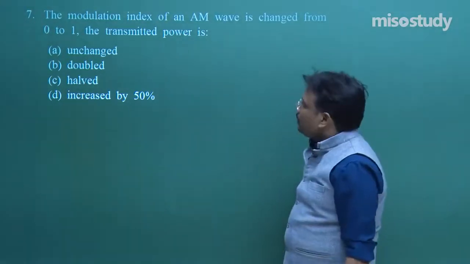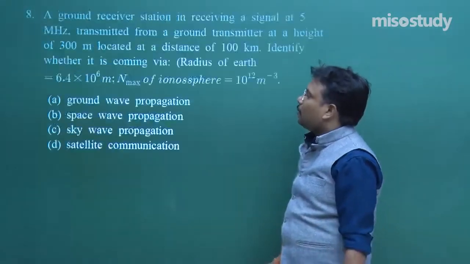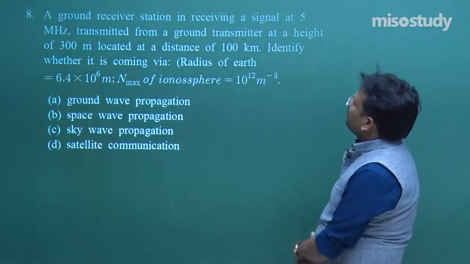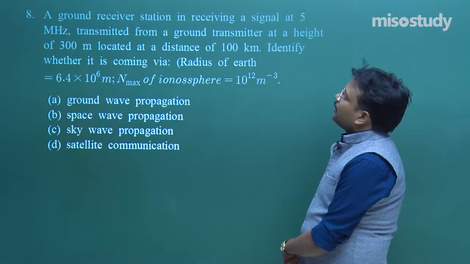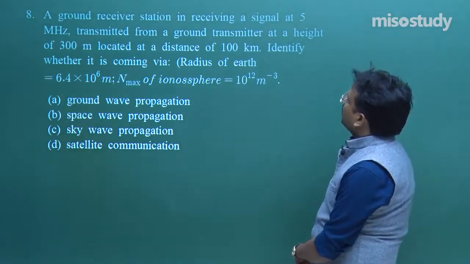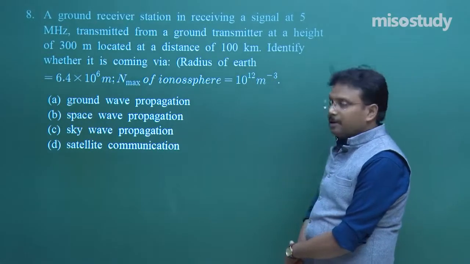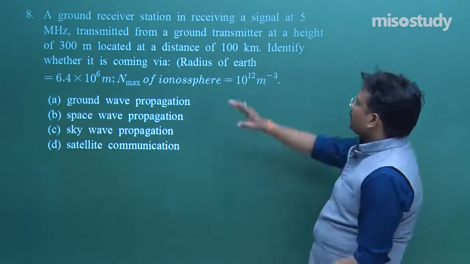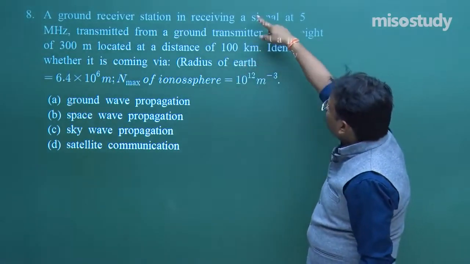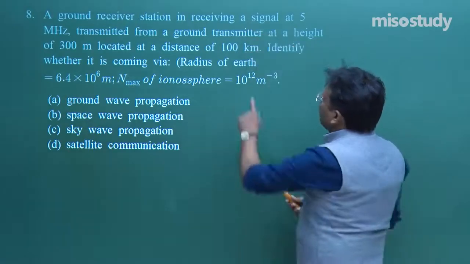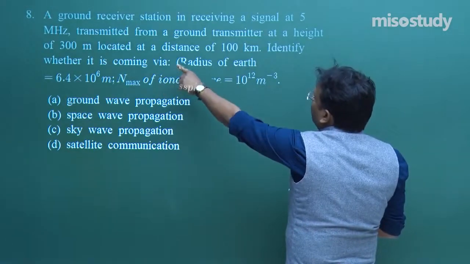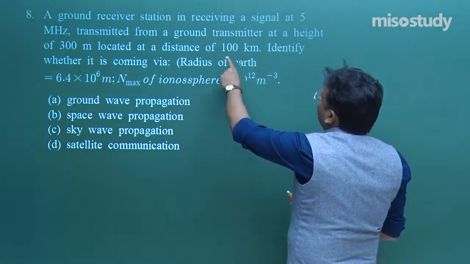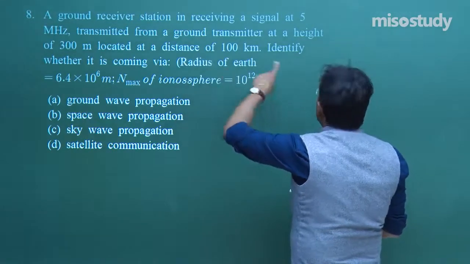Now let us move to another problem. A ground receiver station is receiving a signal at 5 megahertz transmitted from a ground transmitter at a height of 300 meters, located at a distance of 100 kilometers. First, let us try to translate these first 2-3 lines. Transmitter located at a distance of 100 kilometers means transmitter and receiver are separated by a distance of 100 kilometers.